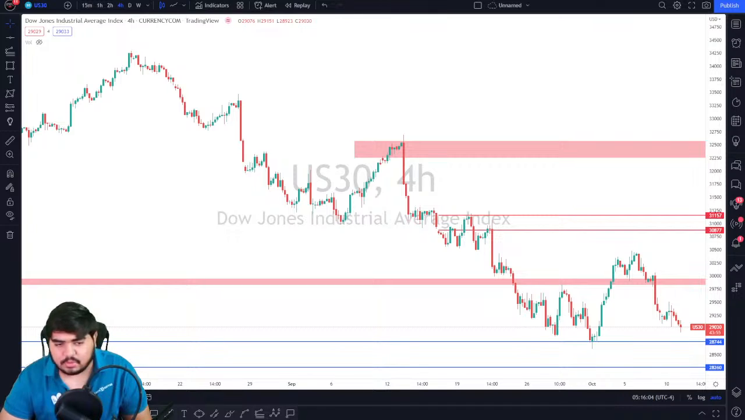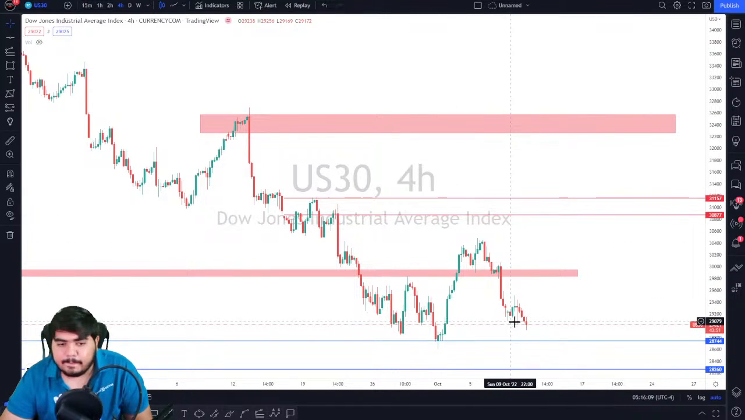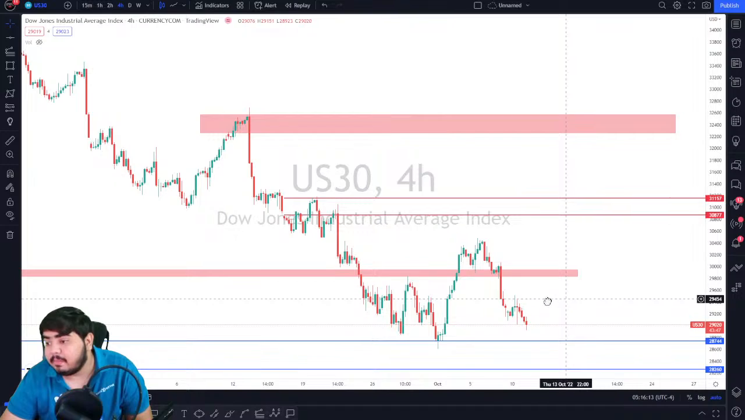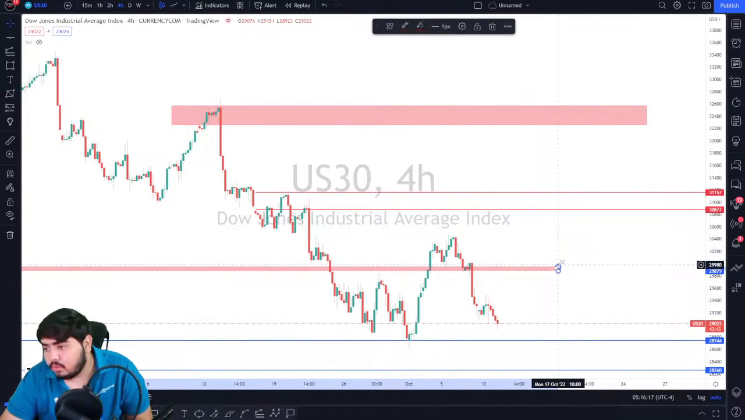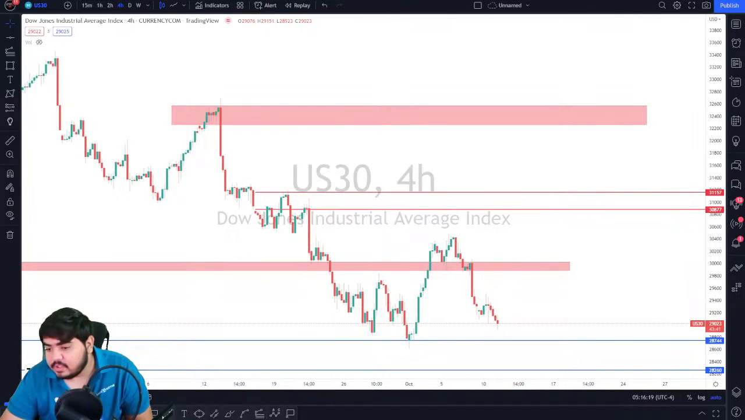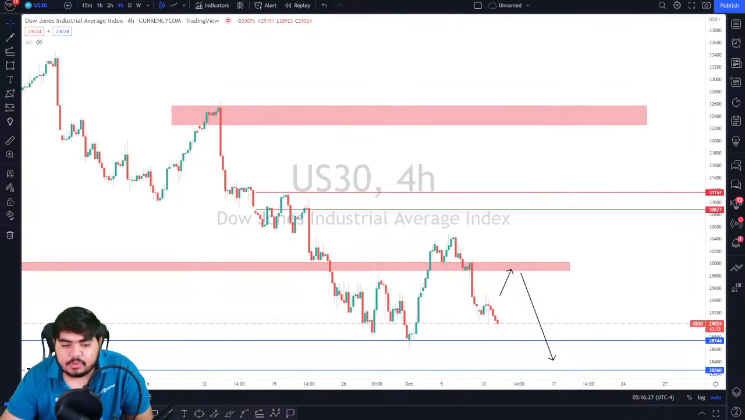Okay, now it's good. So I would basically be more interested in selling rather than buying. This is the area. If I see some sort of pullback to this area, I would be interested in selling opportunities on the US30.